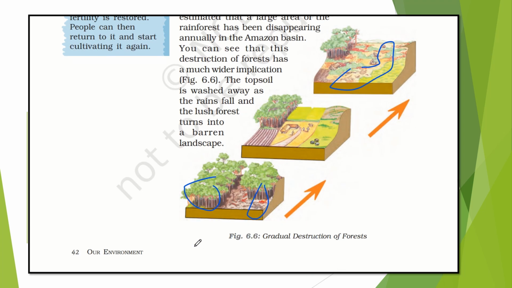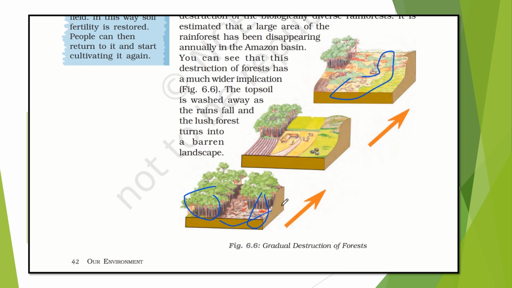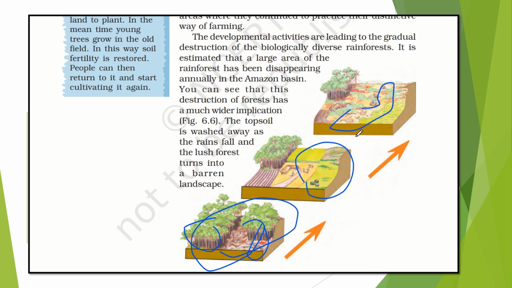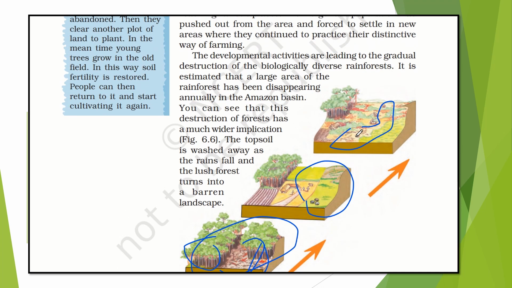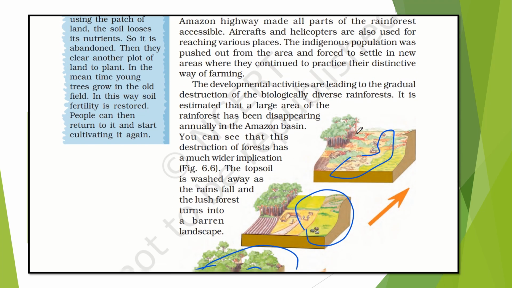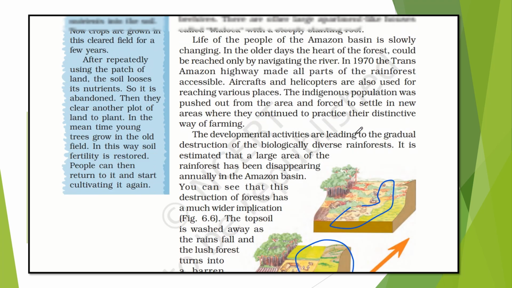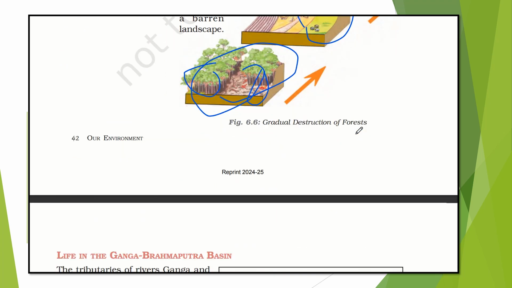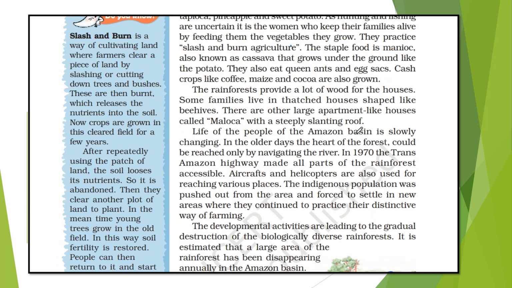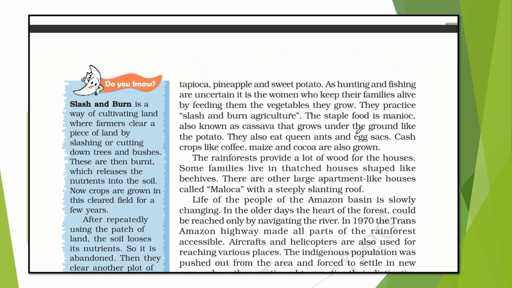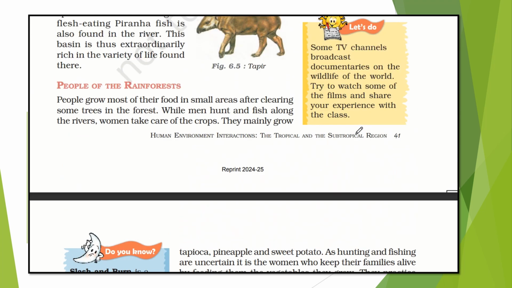So, gradual destruction of forest. You can see that this is originally a picture of the forest. Then by means of our survival, by means of our modern lifestyle, we are abandoning the trees or cutting the trees and making places to live. So this is a type of lifestyle they have in the Amazon basin. Okay, so this is about the Amazon basin.